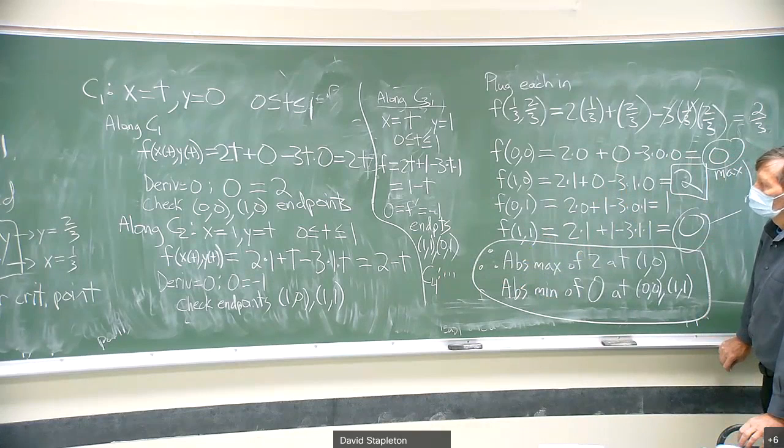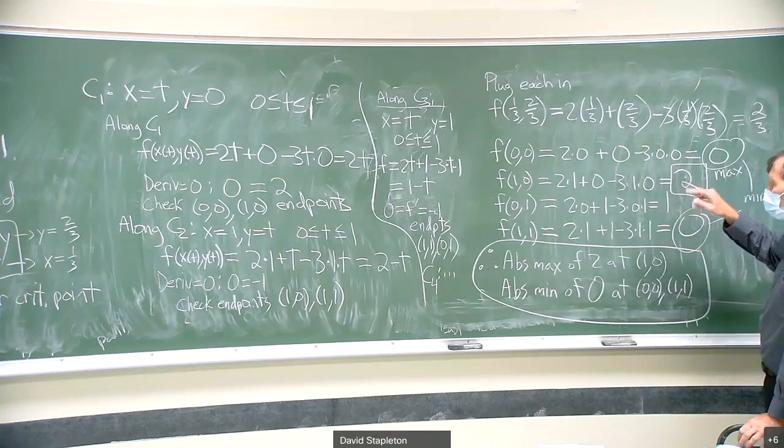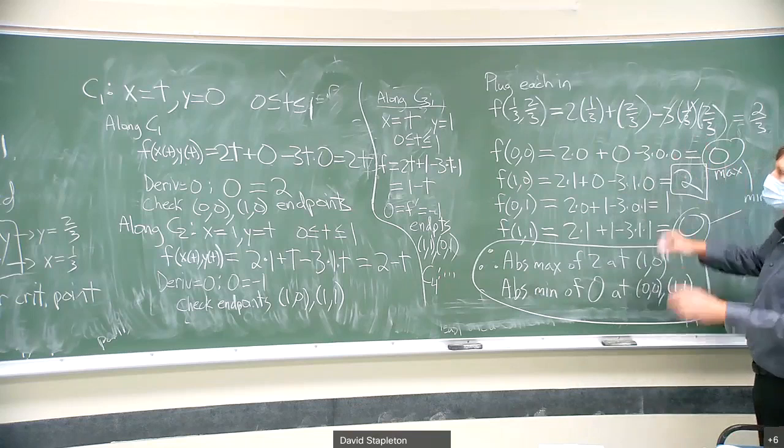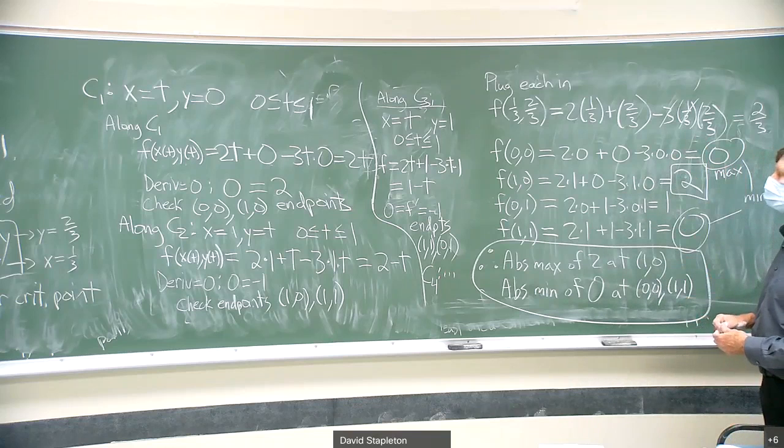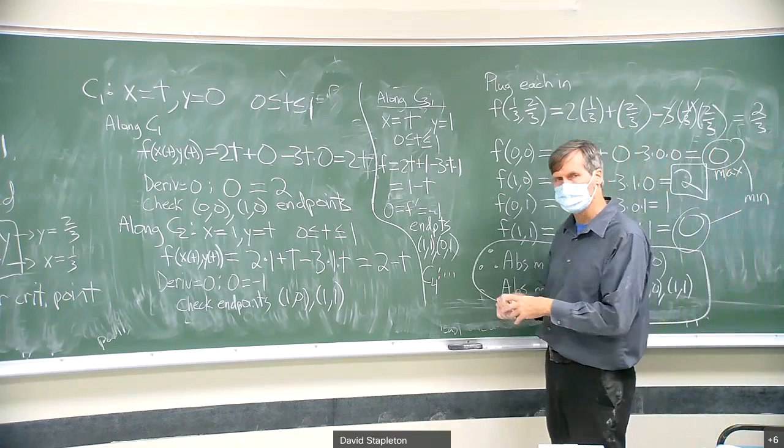But you find the interior critical points by setting the partial derivatives equal to 0 or finding places where they don't exist in there. You find the critical points along the boundary by writing parametric curves. And then you just plug all those points in. The largest is the max and the smallest is the min. That's how you solve the absolute max and min problem on a closed bounded region.